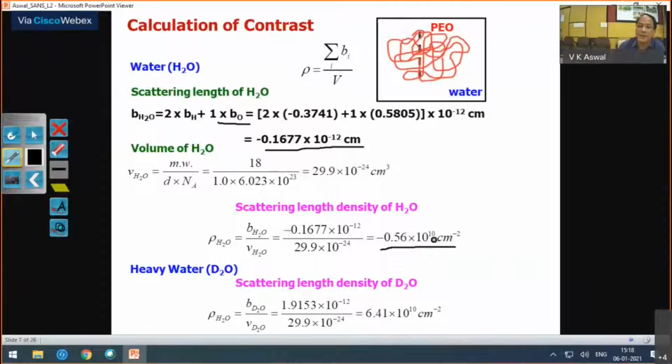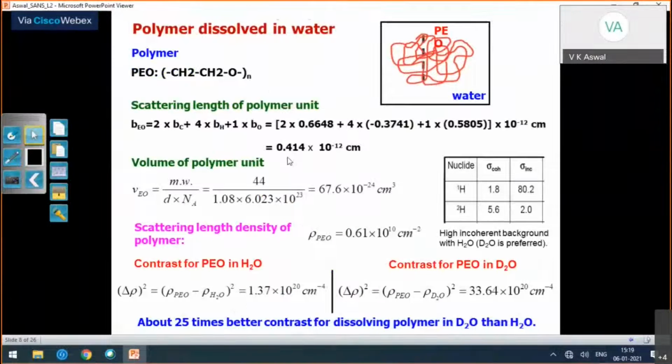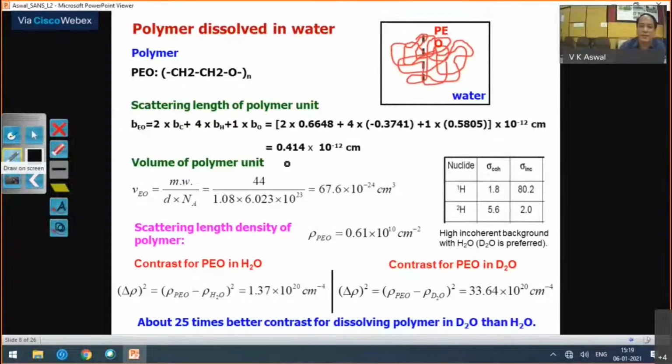It is a negative and small value. And the same thing when you do for D2O, in this case the total scattering length for one unit comes out to be this, and the volume comes out to be this. And then the scattering length density is this one. So you can see the scattering length density of the polymer, which is hydrogenous, is this one, 0.61 into 10 power 10 centimeter minus 2. The scattering length divided by volume. So the unit is centimeter minus 2.